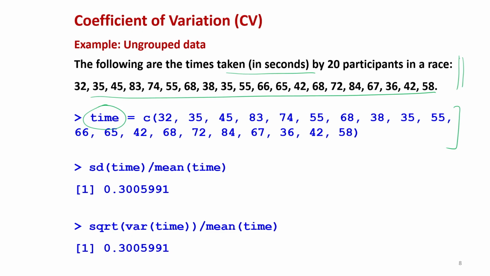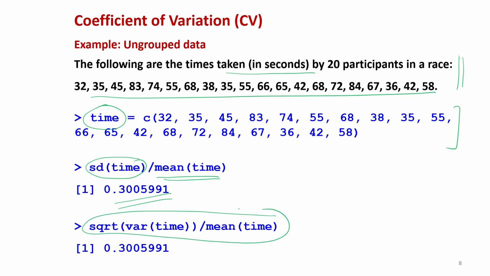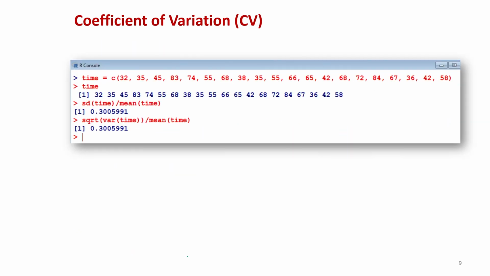So if I want to know the coefficient of variation, then simply I have to write SD of time divided by mean of time, and you can see this is 0.3. And similarly, if you want to use the alternative, that is square root of variance of time divided by mean of time, then also this is the same thing, and this is the screenshot of the same operation, right.